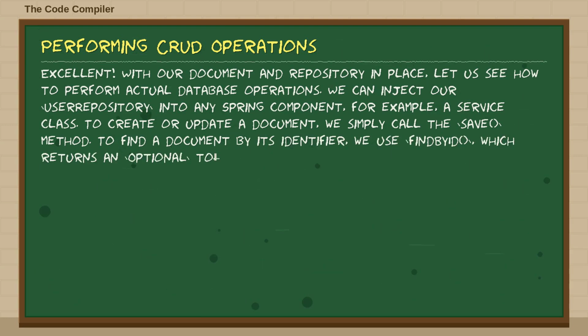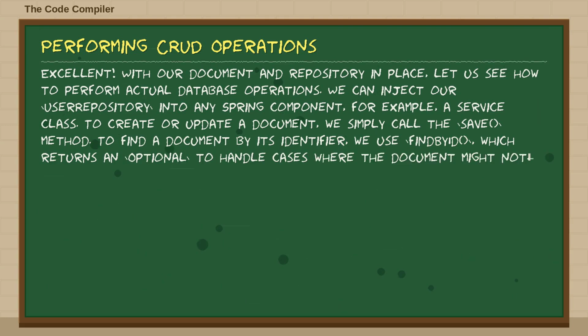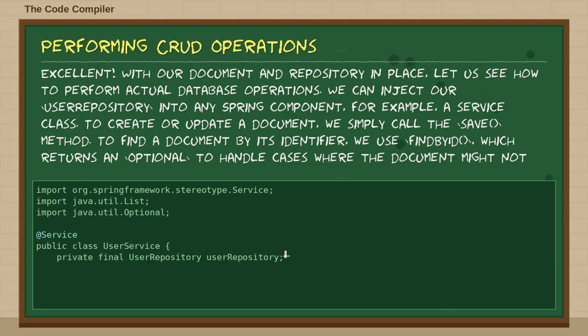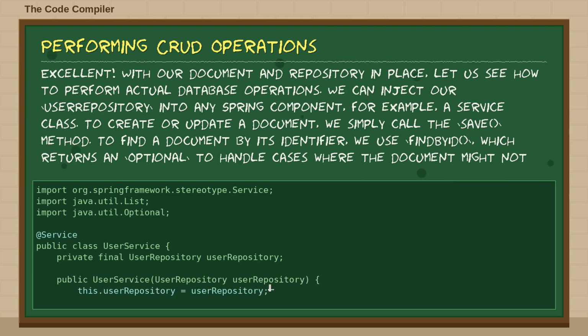To find a document by its identifier, we use findById, which returns an Optional to handle cases where the document might not exist. We can also define custom query methods directly in our repository interface, like findByName, and Spring Data will automatically implement them for us based on the method name. Deleting a document is as simple as calling deleteById. Spring Data MongoDB truly makes interacting with your NoSQL database feel as natural as working with regular Java objects.